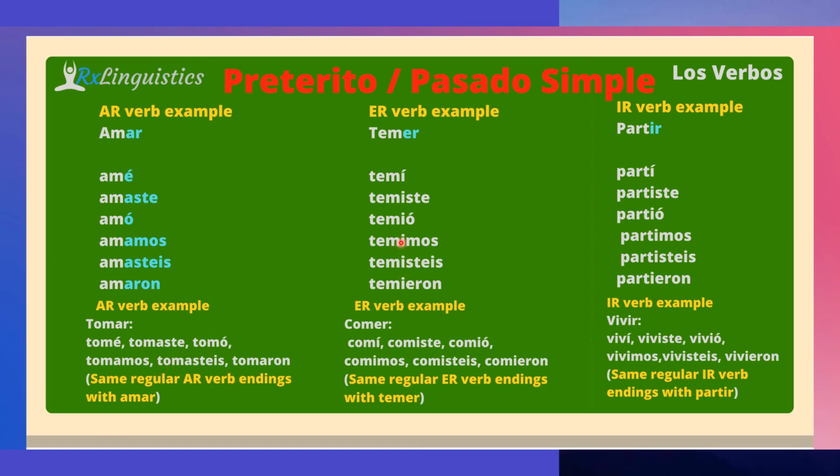Same for Temer. Here you have temí, temiste, temió, temimos, temisteis, temieron. And then you have the same thing for Comer. Partí, partiste, partió, partimos, partisteis, partieron. And you have the same thing for Vivir. So knowing one of these verbs is knowing the other. So you can use either of them as a model of the other.